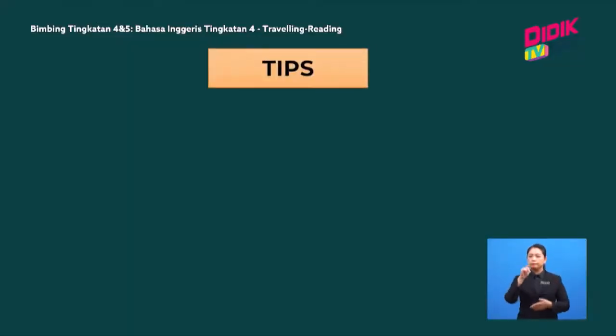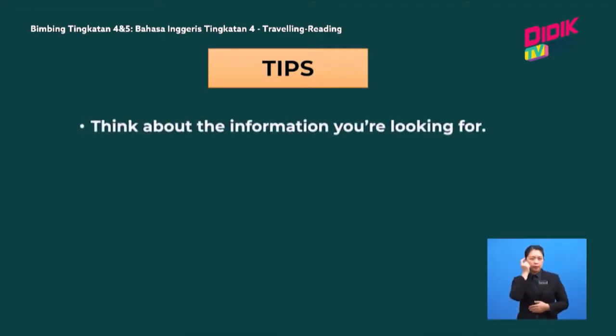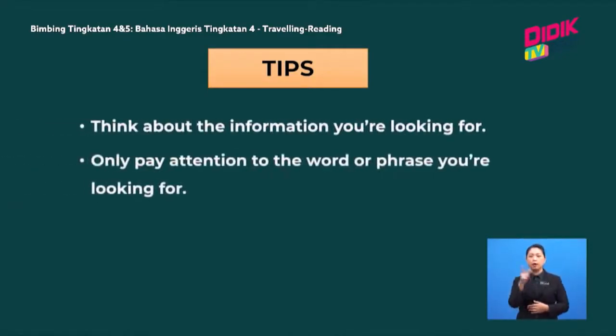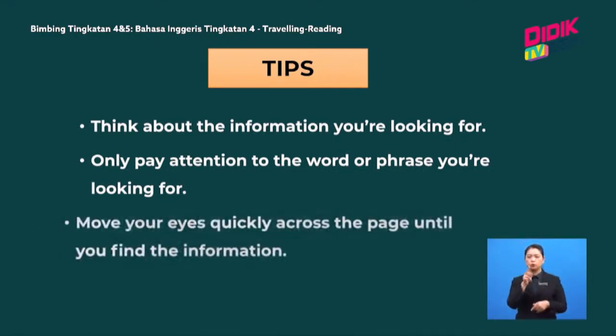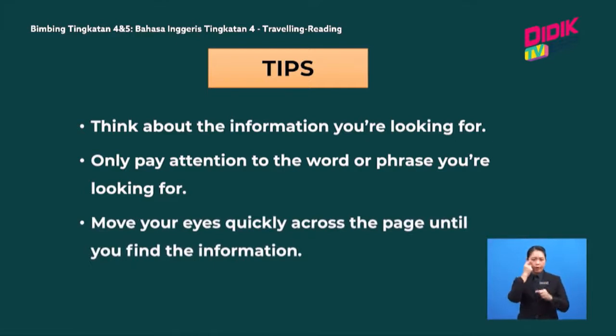Now, we are going to identify specific information in the text. We need to scan the text. Scanning is when you move your eyes over a text to locate specific details like figures, names, or places. Some tips for scanning. Think about the information you are looking for. Only pay attention to the word or phrase you are looking for. Move your eyes quickly across the page until you find the information.